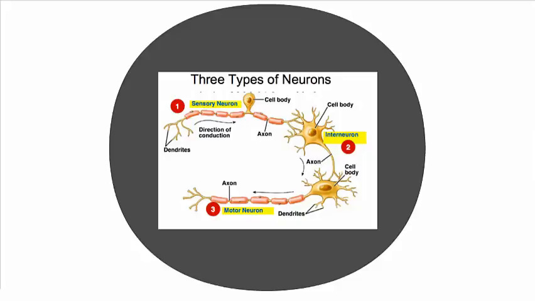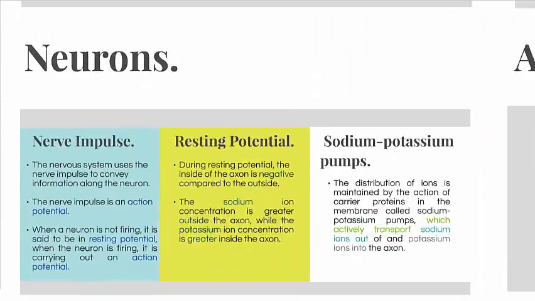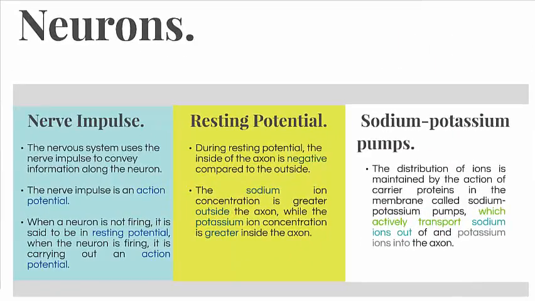Within the neurons, there are concepts such as nerve impulse. The nervous system uses a nerve impulse so it can convey information along the neuron. The nerve impulse is an action potential. When a neuron is not firing, it is said to be at resting potential, but when the neuron is firing, it is carrying out an action potential.